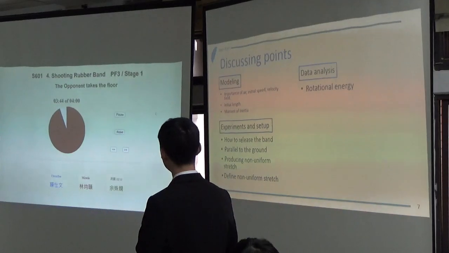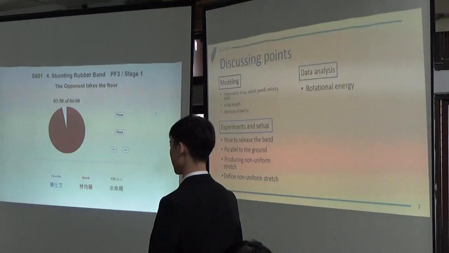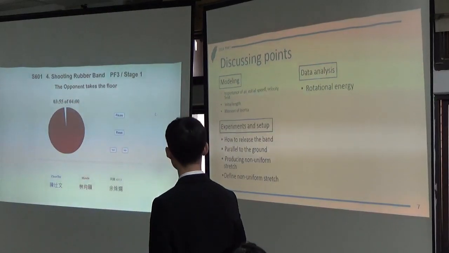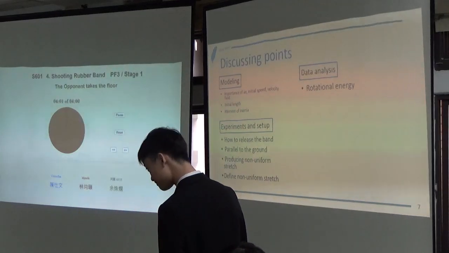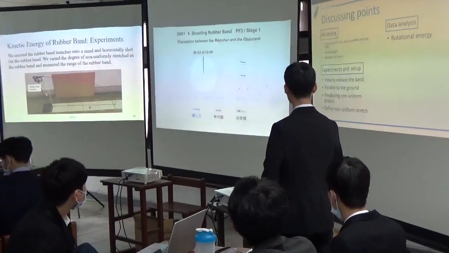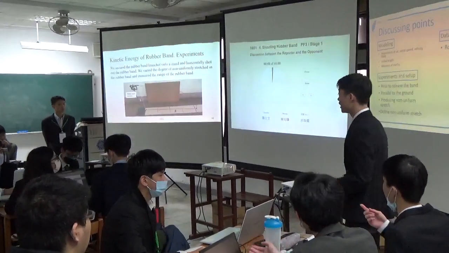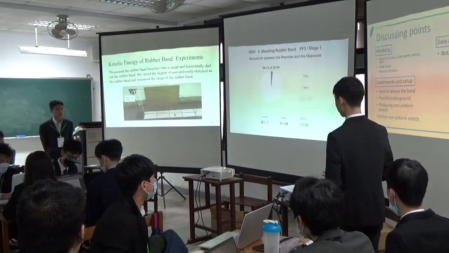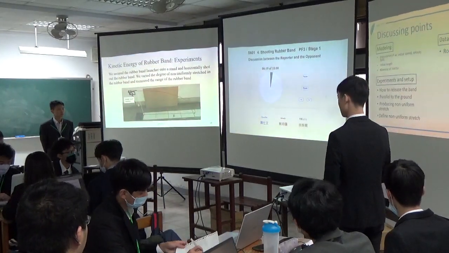distance. Okay, nextly we want to ask you how do you calculate the moment of inertia if the rubber band actually deforms when you shoot it? For experiments, we want to ask you how do you release the band? For the experimental setup, we want to ask you if you have controlled your shooting gun to be parallel to the ground? Yes. You do, okay. And how do you maintain the non-uniform stretch when using a gun?